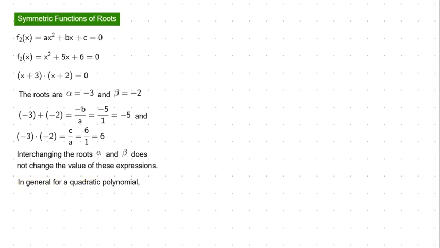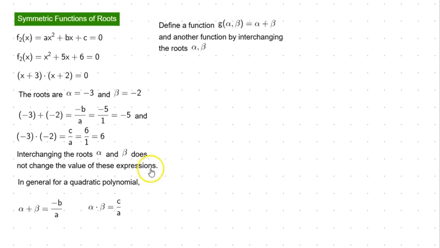So in general, for a quadratic polynomial, alpha plus beta is equal to minus b by a, alpha times beta is equal to c by a. Now, what we are going to do is define a function g of alpha comma beta equal to alpha plus beta, and another function by interchanging the roots alpha beta. So we have h of beta comma alpha is equal to beta plus alpha. So here we are interchanging the roots. As we have seen, g of alpha comma beta is equal to h of beta comma alpha.